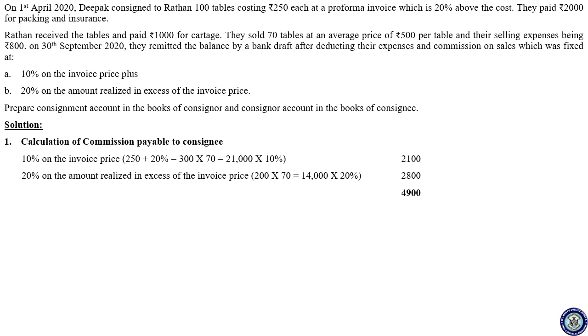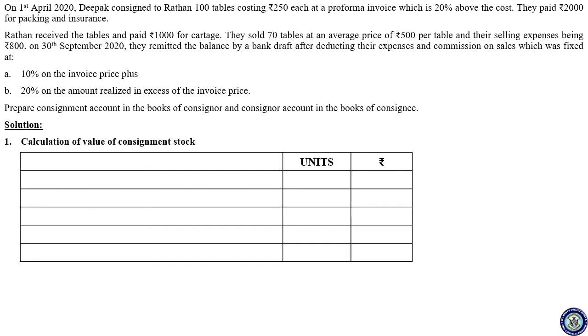So if you're done, then you go for the next working note. So which is the next working note? The next one, that is value of consignment stock. Okay, you have to do it. Just 3 minutes. Do it fast.